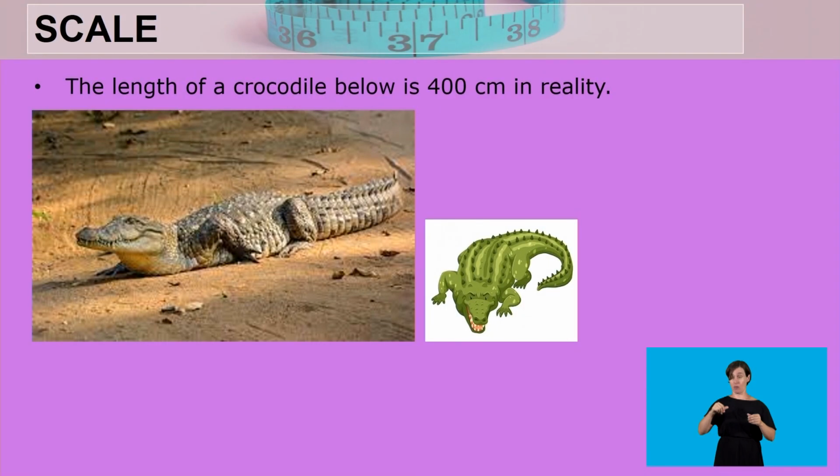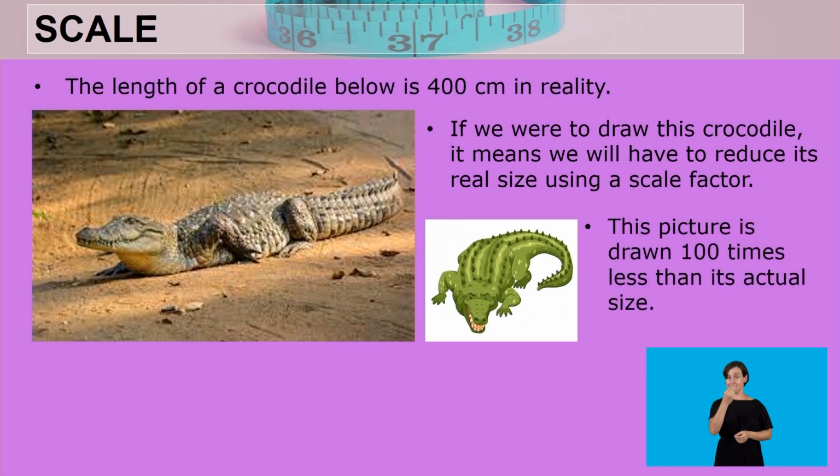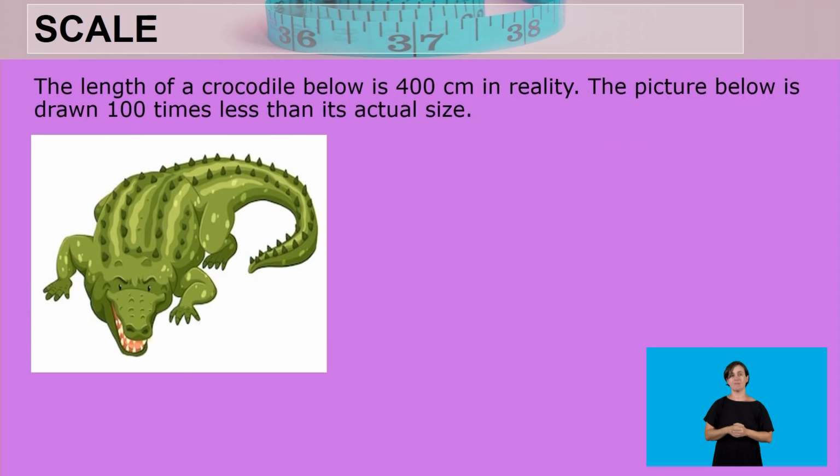We have an example there. The length of the crocodile below is 400 centimeters in reality. If you do a quick division to convert it to meters, it's actually 4 meters in reality. If we were to draw this crocodile, we'll have to reduce its real size using a scale factor, because we cannot fit 4 meters on a piece of paper. The picture below is drawn 100 times less than its actual size. So we've reduced the 400 centimeters by 100 times so that it can fit on the drawing paper. So that is the scale factor.